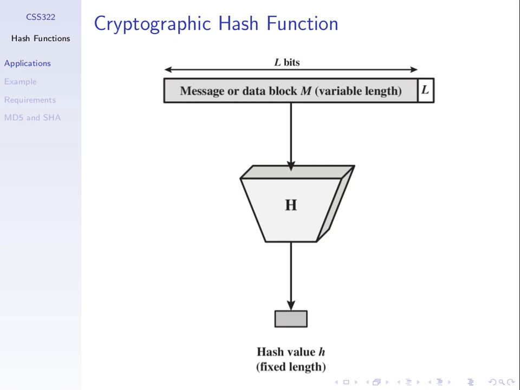We apply some hash function and we get some hash value out. And that hash value, importantly, is fixed length and for practical purposes is normally small. Our message may be 10 megabytes or 1 gigabyte. The hash value would be a fixed length value, usually in the order of hundreds of bits.